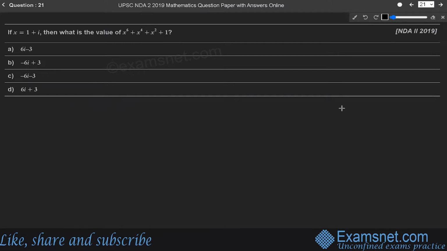Next question is a very interesting question. The question is, if x is equal to 1 plus i, then what is the value of x to the power 6 plus x to the power 4 plus x square plus 1? So x is equal to 1 plus i. Therefore, x square will be (1 plus i) square, which is equal to 1 plus i square plus 2i, which will be equal to 1 minus 1 plus 2i, which is equal to 2i, since we know that i square is equal to minus 1.